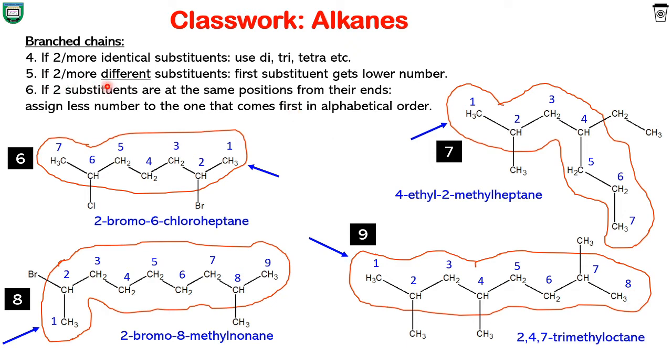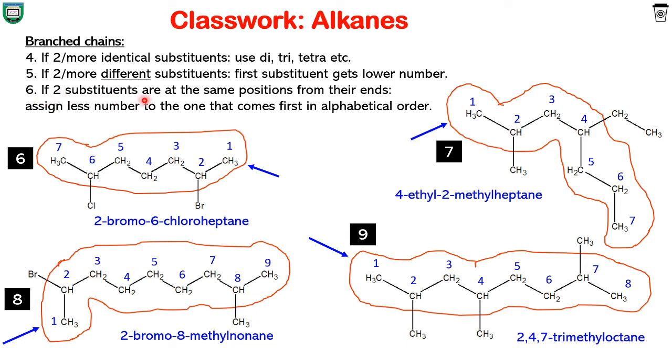Okay, if 2 or more different substituents are present in a molecule, the first substituent gets the lower number. Let's look at the 7th example. If we start from the left, the methyl gets second. The first substituent from the left is methyl, it gets the second number. Or we can go from the bottom to the left. So we start from the bottom, this ethyl is the first substituent. So 1, 2, 3, 4. So that's why we are following left to right. So methyl is getting the second position and ethyl is getting the 4th position.